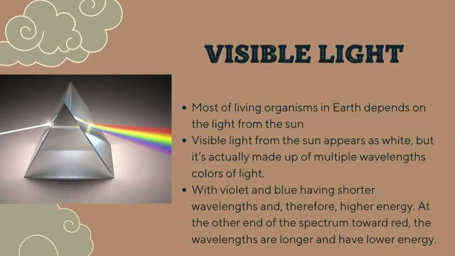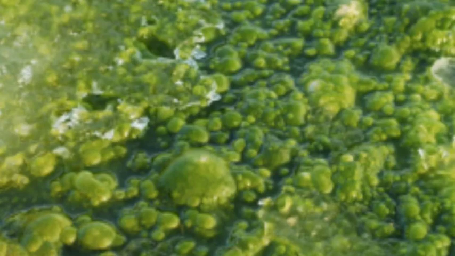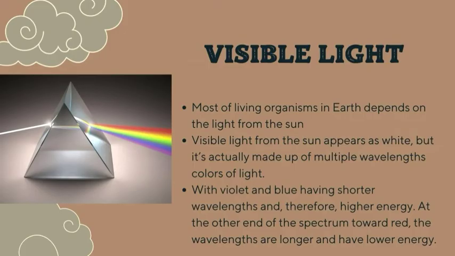Visible light. Most living organisms on Earth depend on the light from the sun. I'm talking about the plants, algae, and other organisms that depend on light to create their food. Visible light from the sun appears as white, but it's actually made up of multiple wavelengths, colors of light.